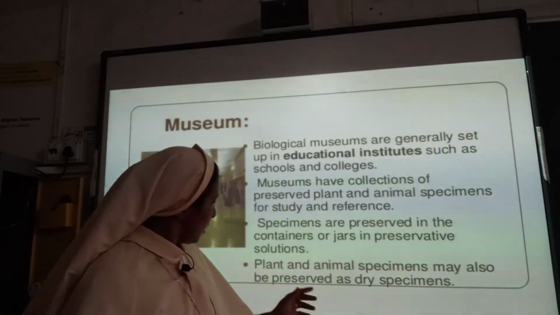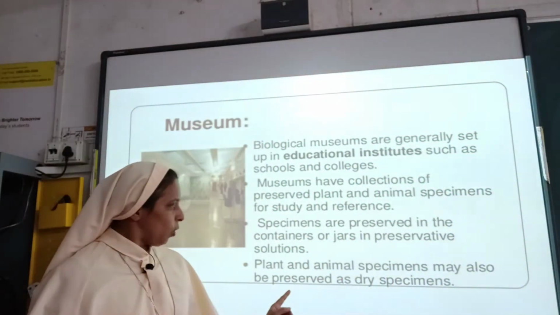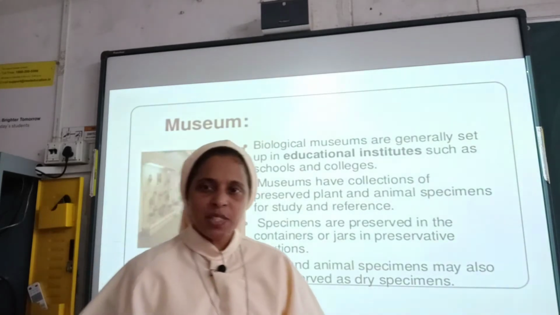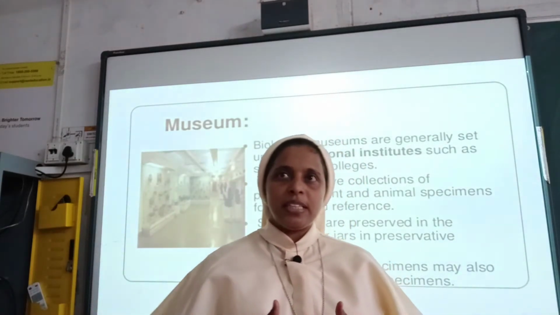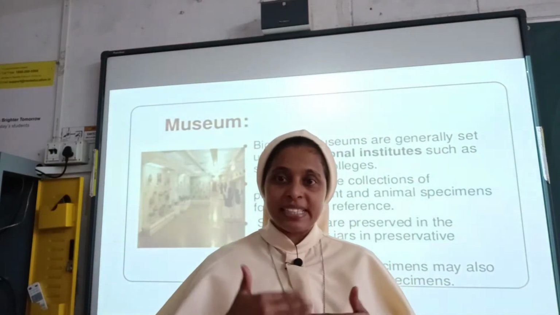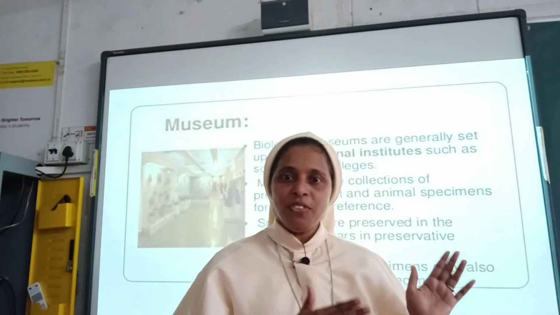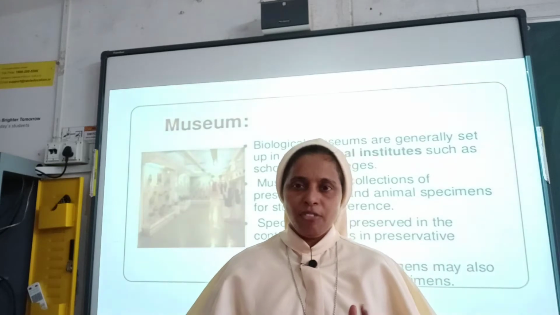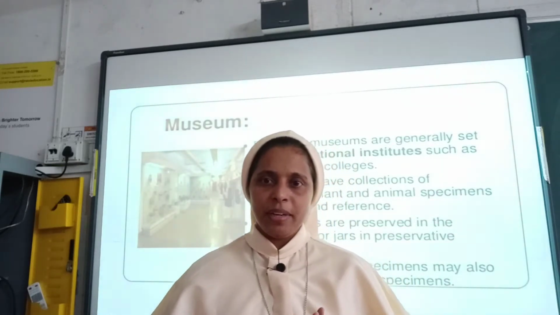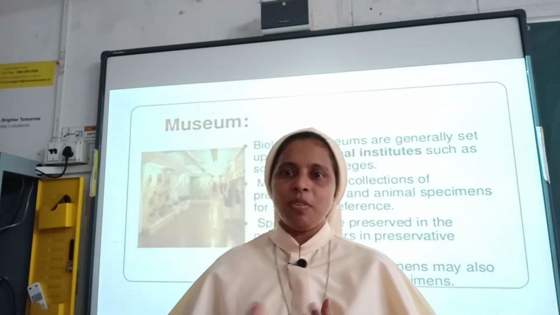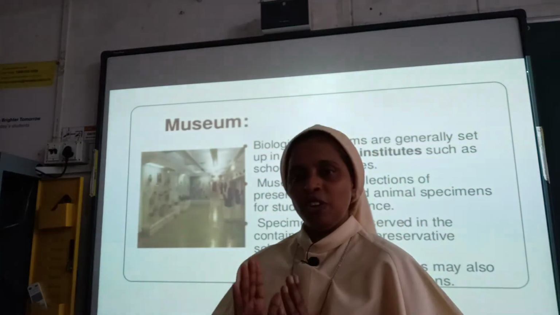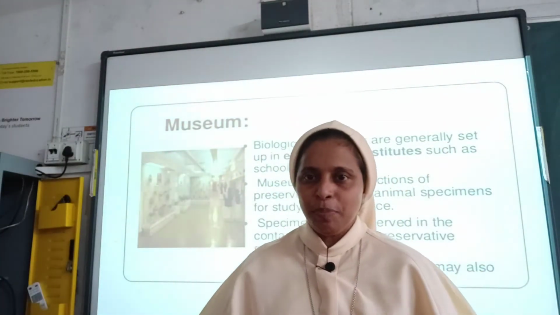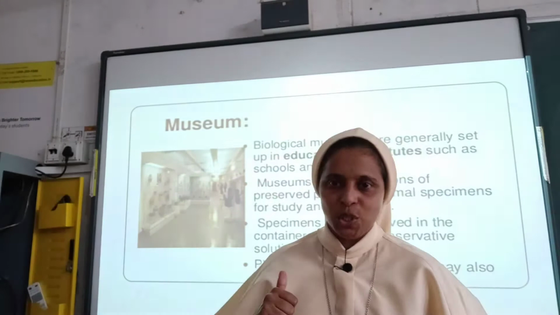Clear? Plant and animal specimens may also be preserved as dry specimens. So if it is endangered or extinct, what we do is that we preserve and keep it. Even the plant species we preserve and keep. If live species are there, then we will be keeping it as such. Then the animals we will be preserving and keeping that particular species. Hope the museum is clear to you all.